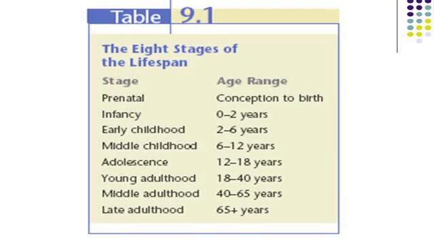We have 8 stages of the lifespan. Stage 1 is prenatal, conception to birth, infancy 0 to 2 years old, early childhood 2 to 6, middle childhood 6 to 12, adolescence 12 to 18. Some of you might still be in adolescence in this class, because you guys are young. Young adulthood 18 to 40, and some of you are in young adulthood. Middle adulthood, that's my stage. And late adulthood. Those are the 8 stages.